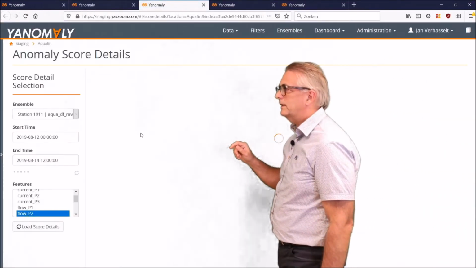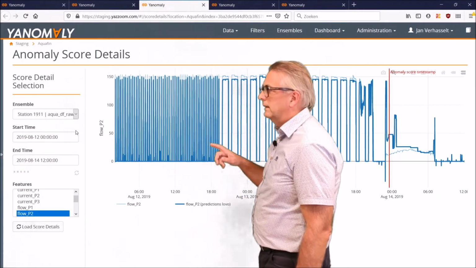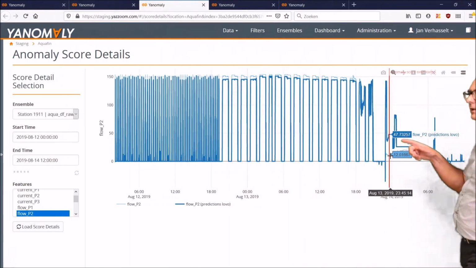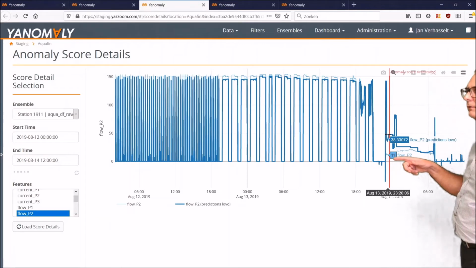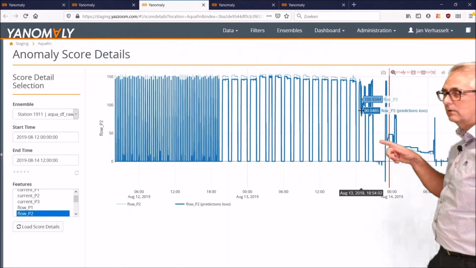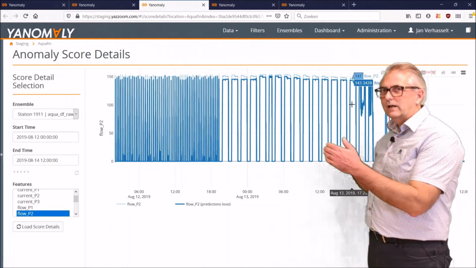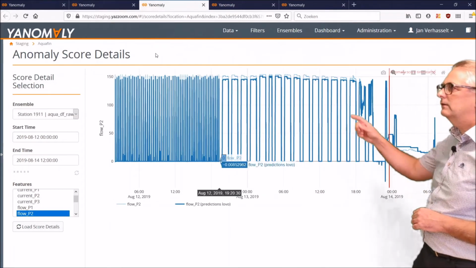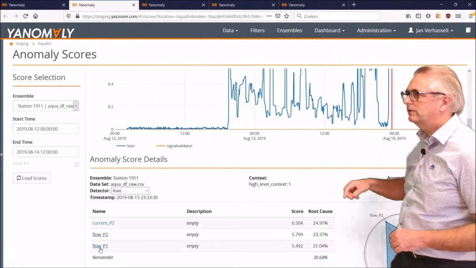If we look at the second signal, which is the flow, it has this normal behavior, and then around here, this moment, you see that the actual flow is lower than the predicted flow. So this is interesting. So the current is higher, the energy consumption is higher, but the resulting flow is lower than expected. And also here you see this erratic behavior.